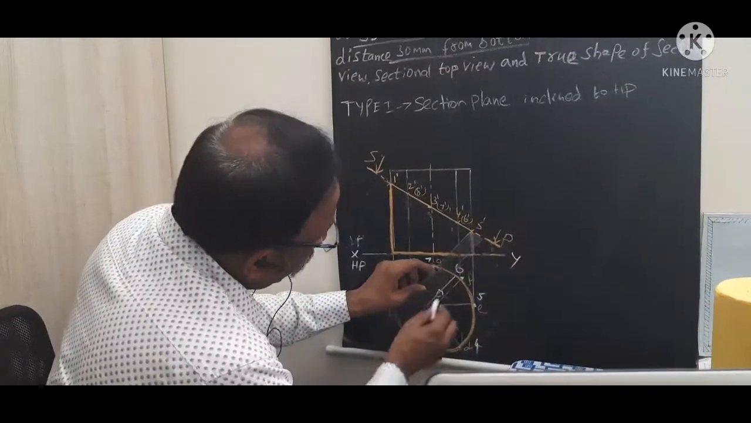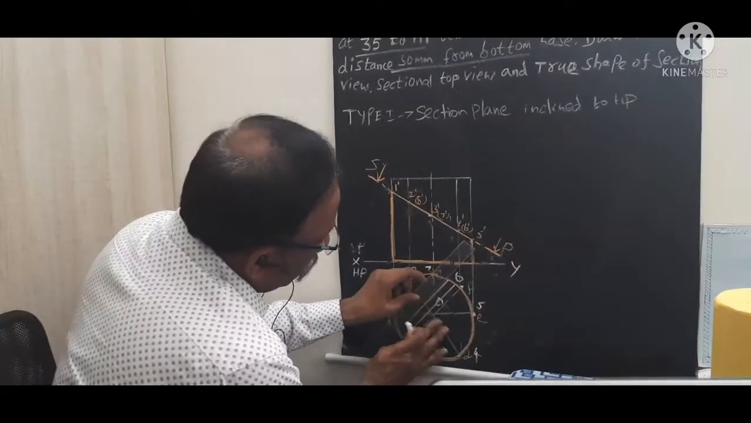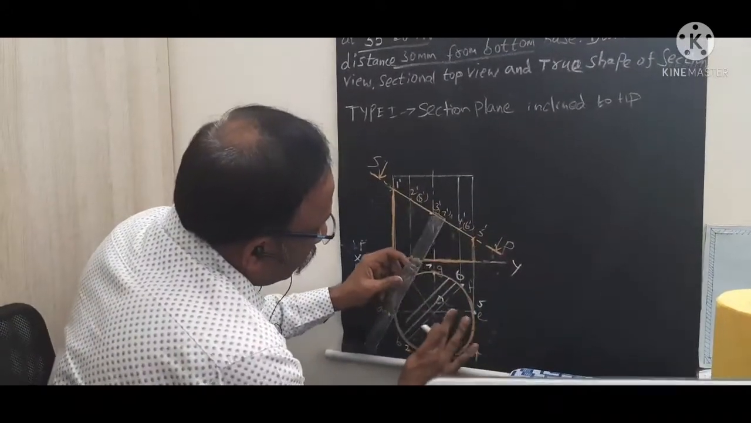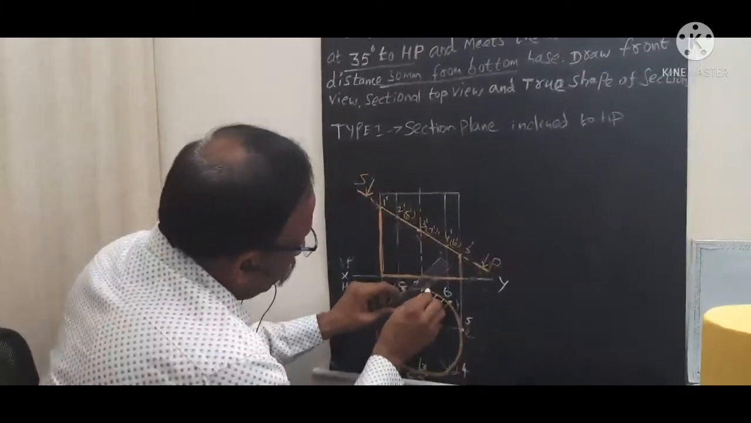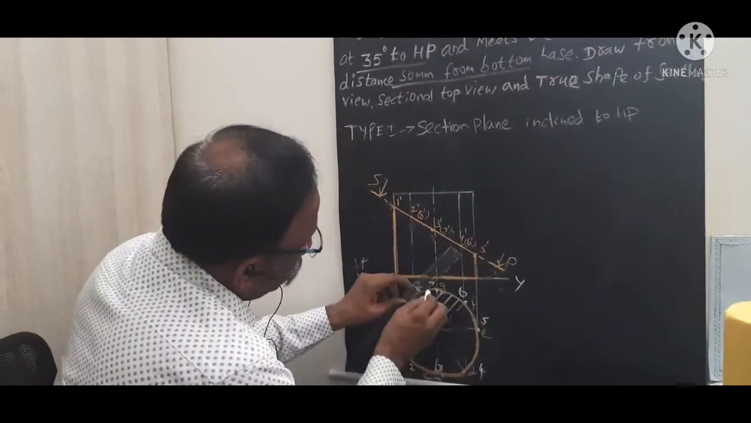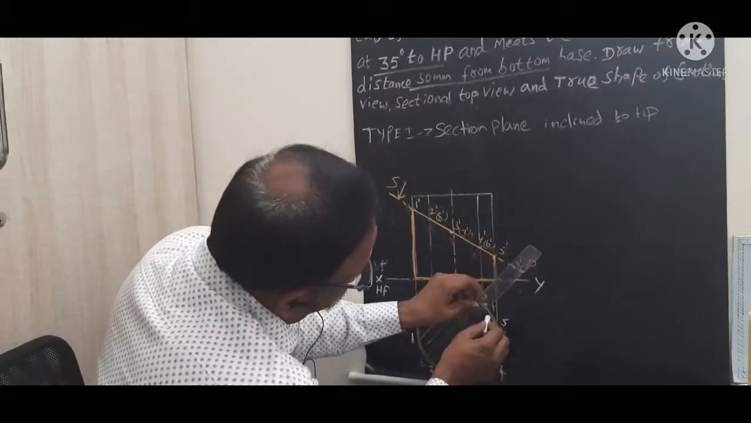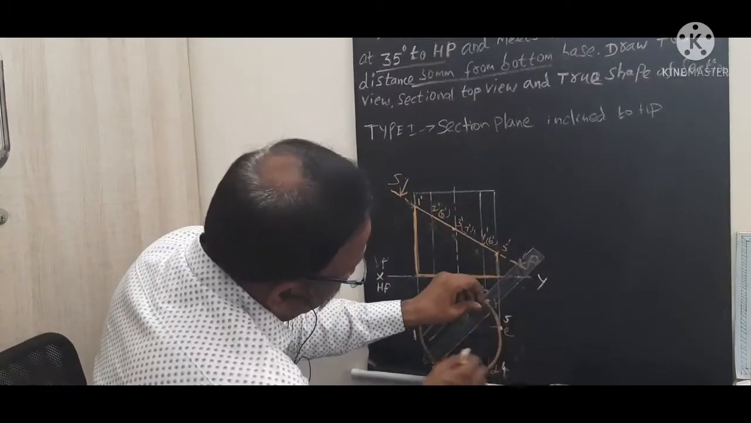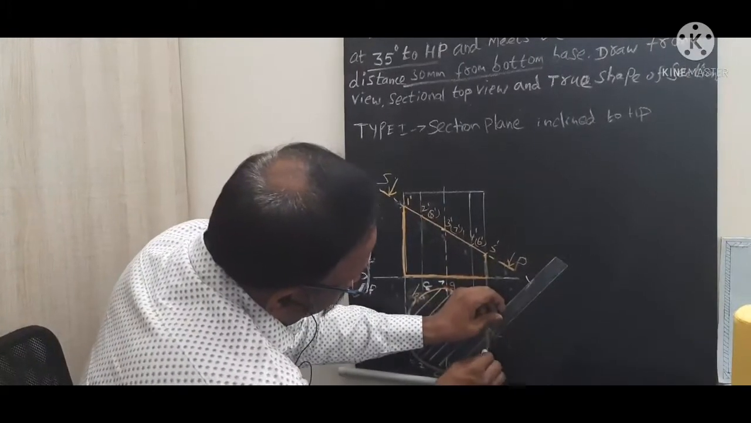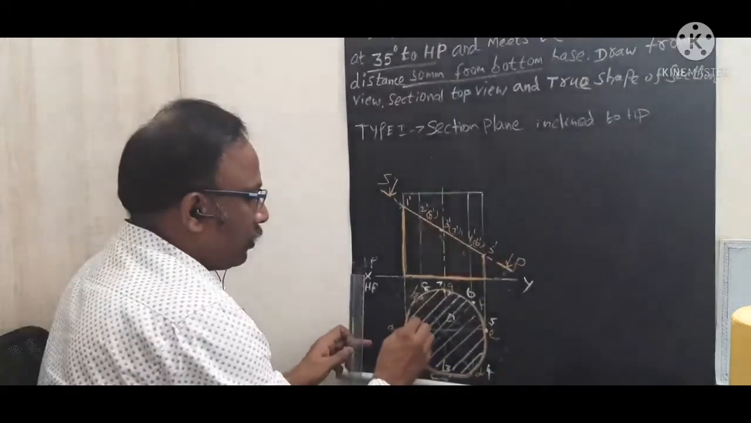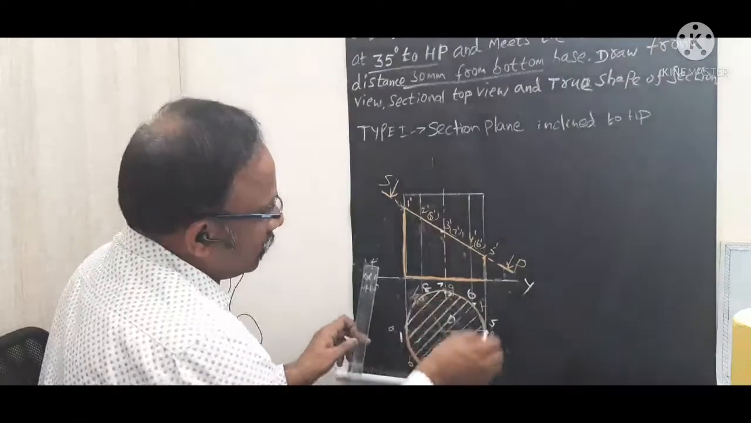The other lines you can remove. Only these 45-degree lines we can draw as parallel lines. This is the 45-degree parallel line. It represents the section portion. When we view from the top, these portions are seen as the section.